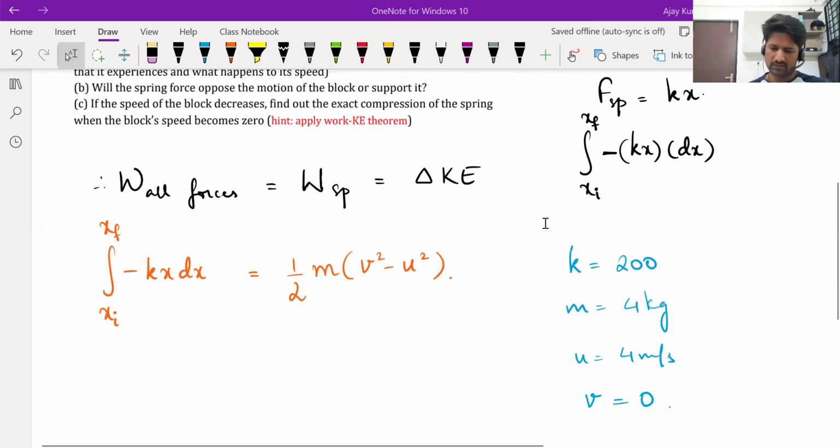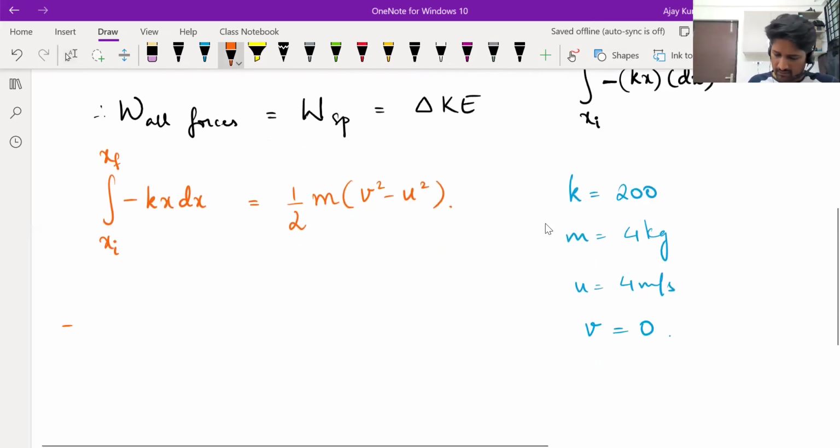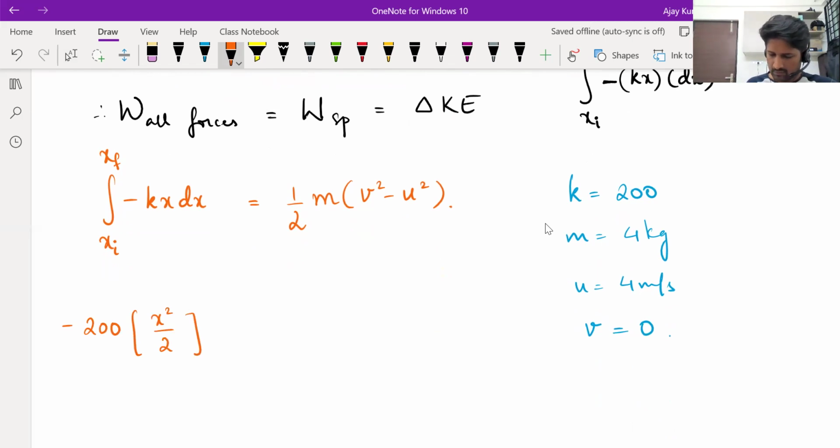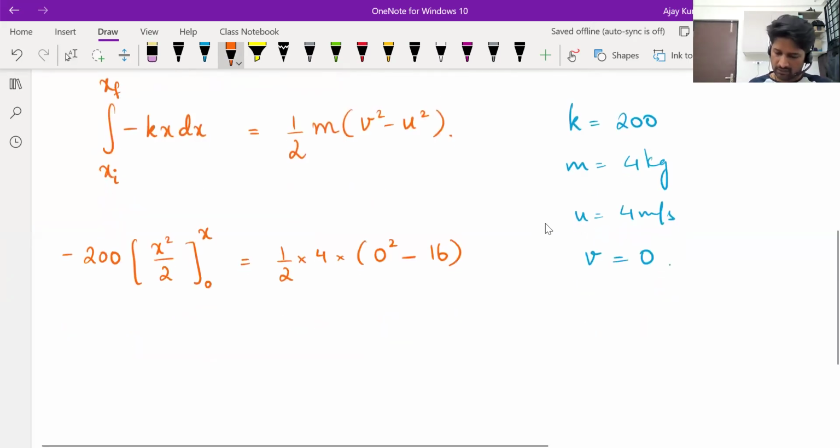Okay. See, it's just integration from here onwards. Minus k, minus 200 I'll put aside. Integral x dx is x square by 2. Substitute limits 0 to final value of x becomes half. Mass of the block is 4 kg. V square minus u square. Initial speed is 4 meters per second. Square it becomes 16. Okay, 200 by 2 is 100. So minus 100, and when you substitute limits, it becomes x square minus 0.